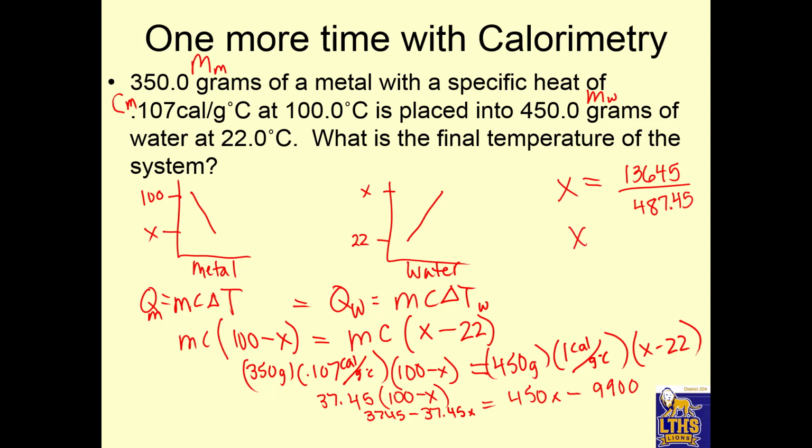Okay, and so X is going to be 27.99 degrees Celsius. So that's going to be the final temp. That's what the water goes up to. That's what the metal goes down to. Use your algebra skills to see if you can finish solving that, because you'll have to.